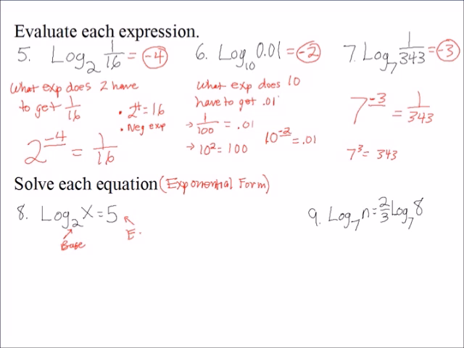So this is going to be 2 to the 5th power equals x. Okay? This equation is pretty easy to solve. So this is going to be 2 times 2 times 2 times 2 times 2. So you're going to get 32. So x equals 32.